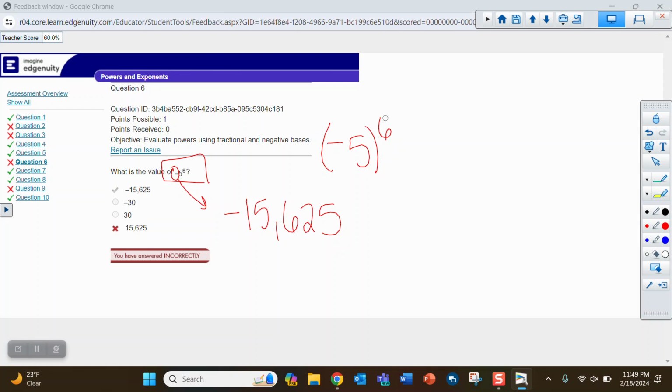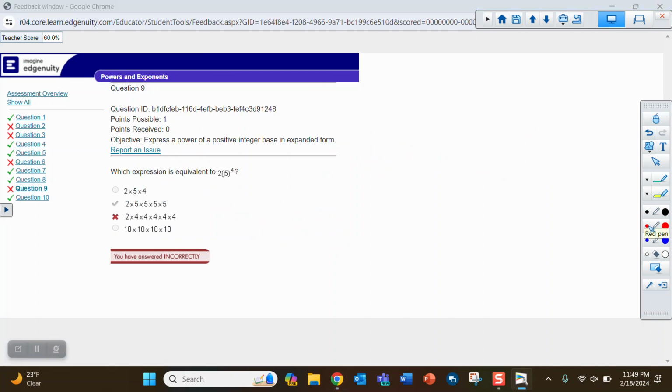Again, this one here with parentheses that I drew at the beginning, this would give you positive 15,625. So notice the difference in parentheses or no parentheses, or if that negative is inside and being raised to the power. So again, it looks like you're maybe getting your power and your base mixed up. 5 here is acting as the base, and we're raising it to the 4th power. So we're multiplying 5 4 times, and then we have this 2 out in front.